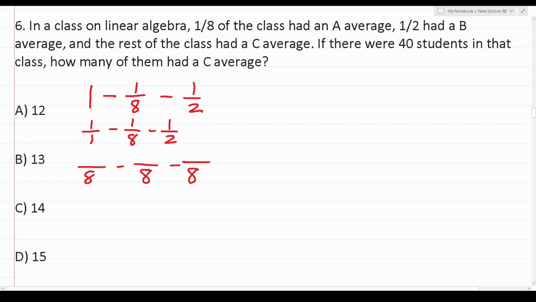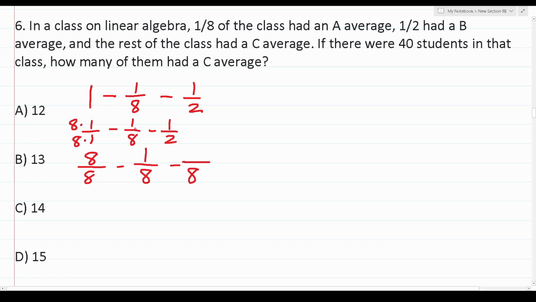1/8 already has a denominator of 8, so we can just go ahead and copy that one down. We don't have to make any adjustments there. To write 1 as 8, we have to multiply it by 8, and we're also going to have to do that to its numerator. So 1 times 8 is 8, 1 times 8 is 8. So 1, in other words, is the same as 8 over 8.